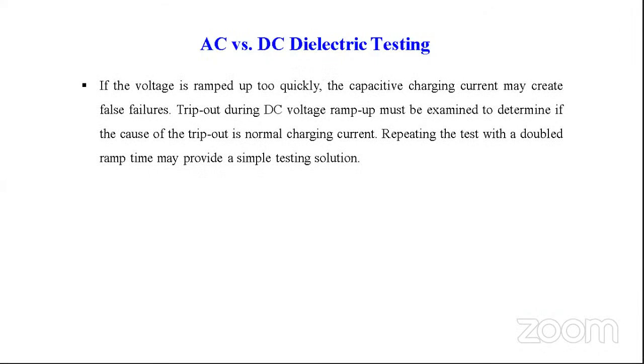Now, in the case of DC, you will face some problems if the voltage is ramped up very quickly. The capacitive charging current may create a false failure, because if the voltage is ramped up quickly, the charging current drawn by the capacitance is more, so there is a chance of false tripping. A trip out during DC voltage ramp up must be examined to determine if the cause is normal charging current. For that purpose, repeating the test with a doubled ramp time may provide a simple testing solution.